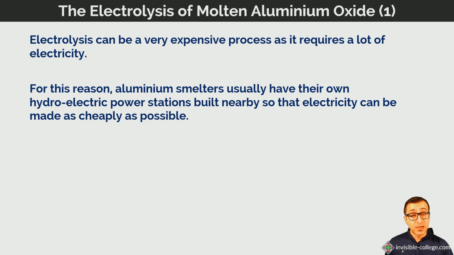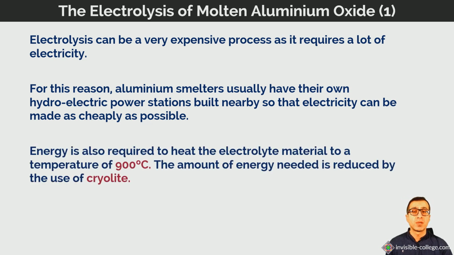Again, the other major component of the cost is the energy required to heat the electrolyte to a temperature where it becomes a liquid. And the temperature required is about 900 degrees centigrade. We can reduce the amount of energy required to achieve this by mixing the bauxite with cryolite.